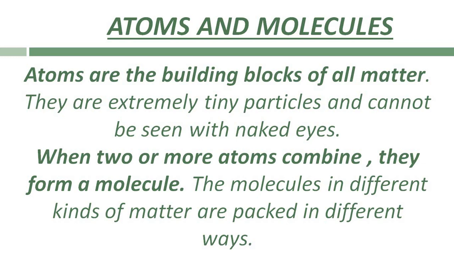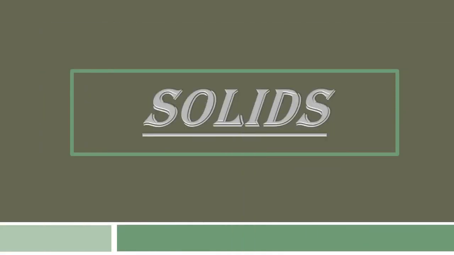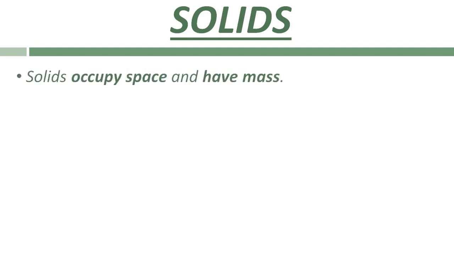The molecules of different kinds of matter are packed in different ways. It is because of the different packing of molecules that matter shows different properties. Let us learn more about the properties of different forms of matter. Let's start with solids. The properties of solids are, all solids occupy space and have mass.